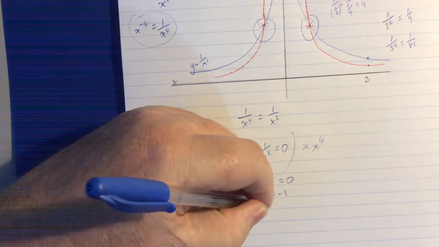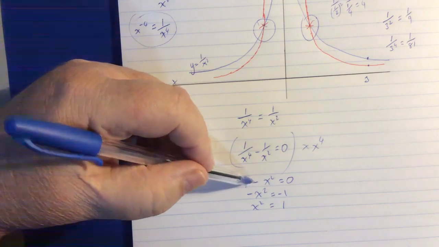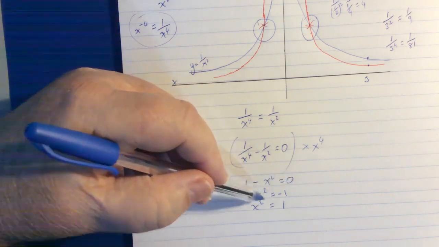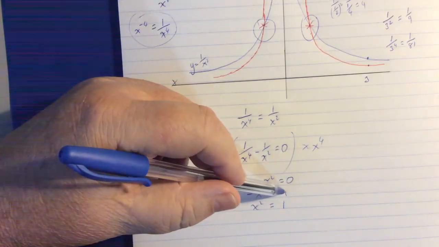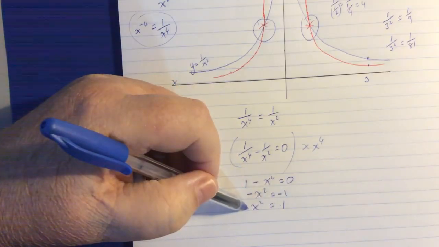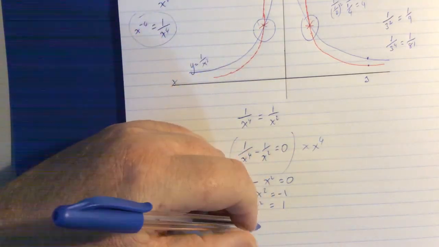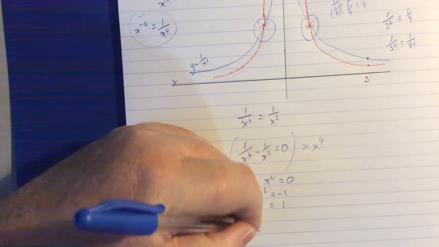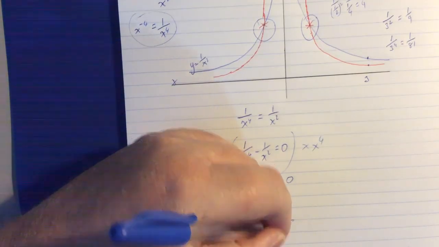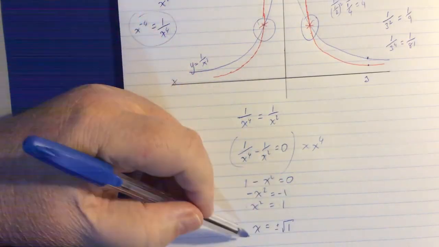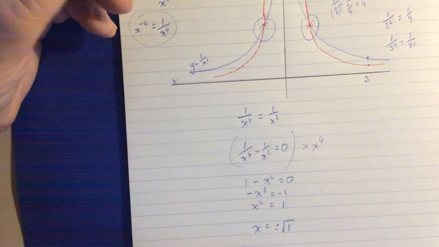So 1 minus x squared equals 0. Negative x squared equals negative 1. I've moved the 1 over there. I've multiplied through by negative 1 to get rid of the negatives because I don't like them. So x squared equals 1. And what I'm going to do now is take the square root of each side. x is equal to plus or minus the square root of 1. Well, the square root of 1 is 1.